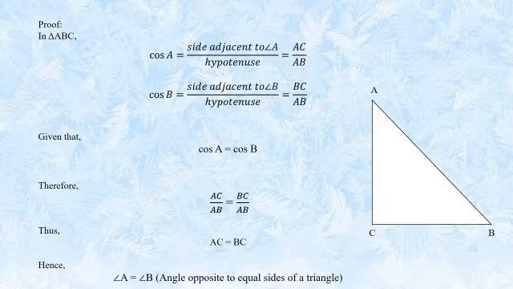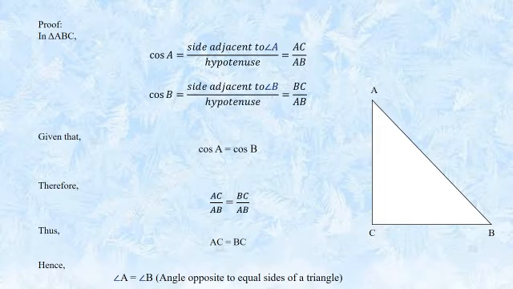Now, moving on to the proof. In triangle ABC, cos A is equal to side adjacent to angle A by hypotenuse, which is AC by AB. Cos B is side adjacent to angle B by hypotenuse, which is BC by AB. Note that both of them are cos, but the angles are different, A and B. So, the trigonometric ratio cos A, cos B also differs.